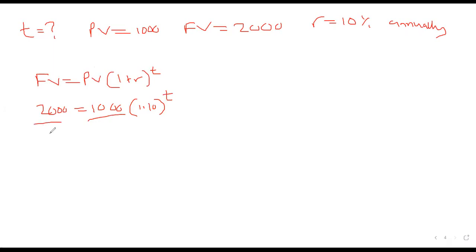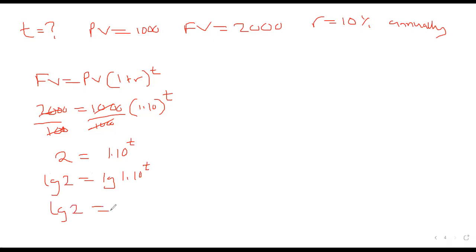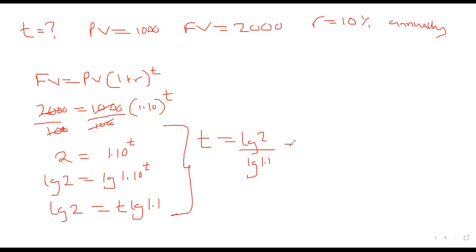So we divide both sides by 1,000, making our t subject is going to be a little bit complex here. So here to make t subject, whenever the t is in the power, we introduce logs. Here you're going to have log 2 is equal to t log 1.1. It's only the log that will cause the t to fall down. So in this case, our t is equal to log 2 over log 1.1. So in this case, we can compute that using our calculator. Okay.